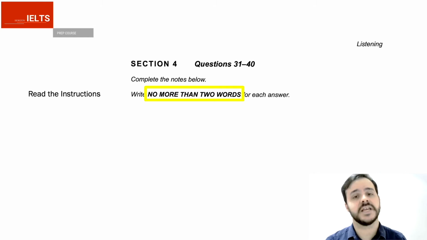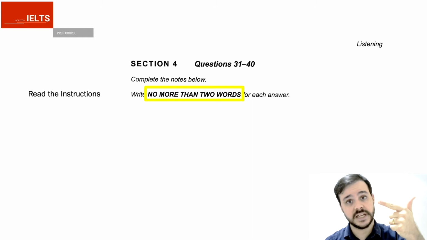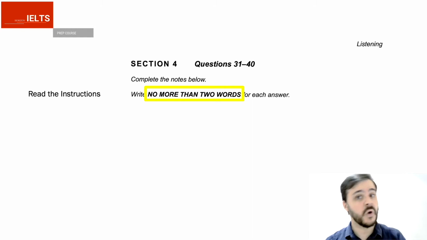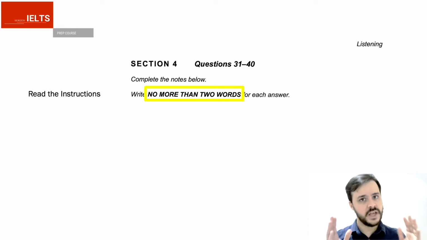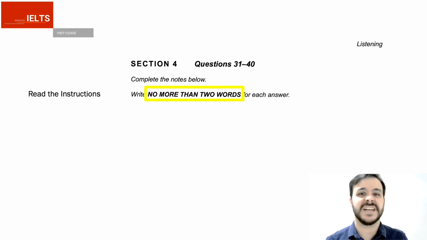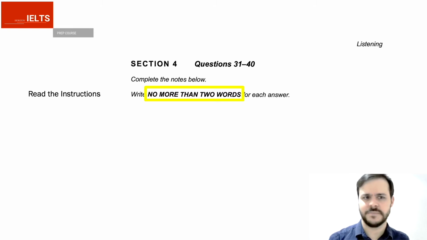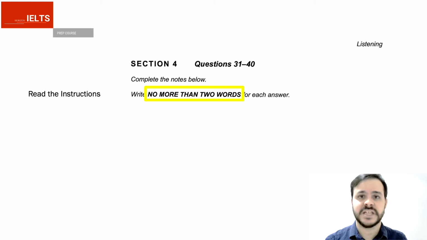It means that if you write 1 word, it's good. If you write 2 words, it's great. If you write more than 2 words, it's gonna be incorrect. Even if the content of your answer is right, it's gonna be considered incorrect. So always pay attention to not miss any mark for not reading the instructions.